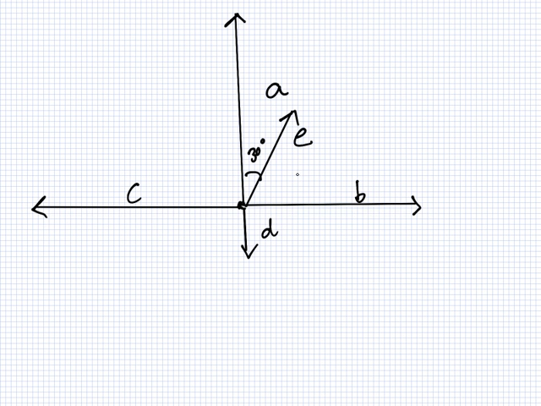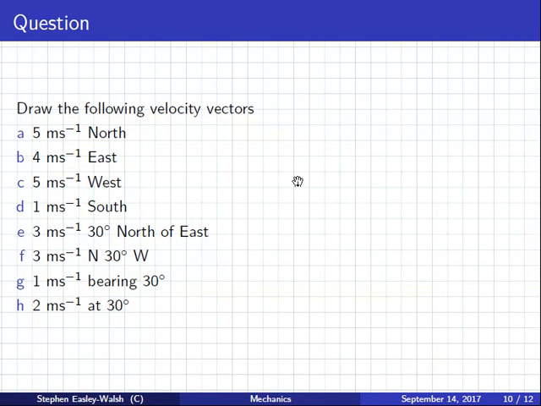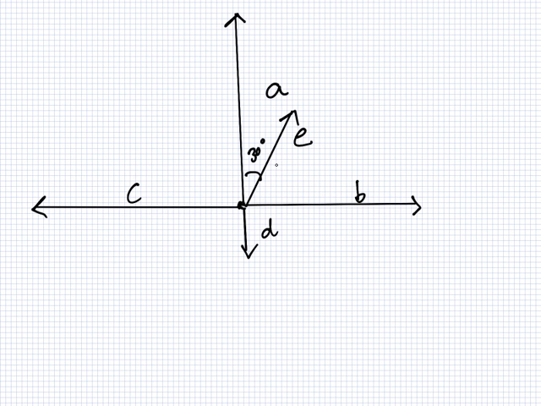Okay, the next one is 3 again, but this time 30 degrees north of west. So where do I start and where do I move? North. Yeah, so it's actually the same, but just on the other side.